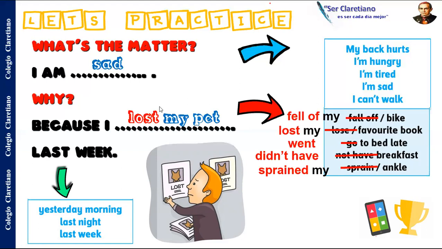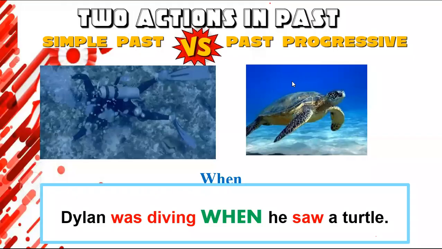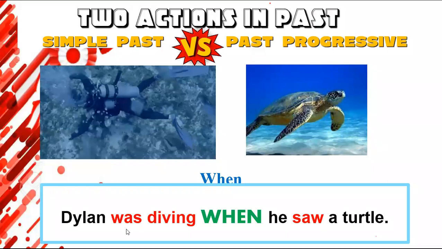Remember, when we talk about why, is that. Then we learned about past progressive. Remember, past progressive is was diving, was cooking, was watching, or were. Okay, were. Were is for plural. And simple past. He saw, he played, he cooked. Okay, this is the simple past.